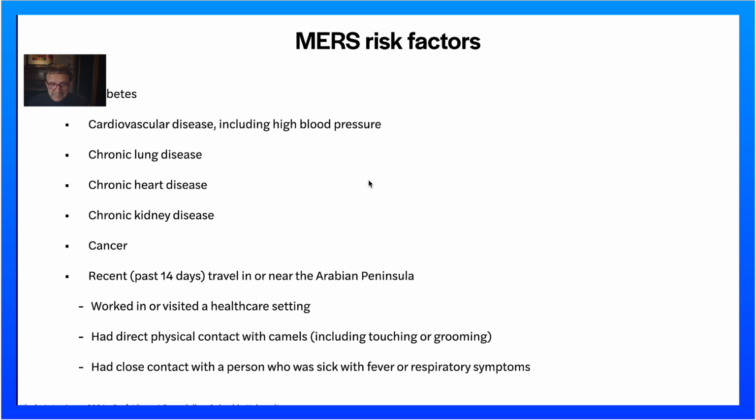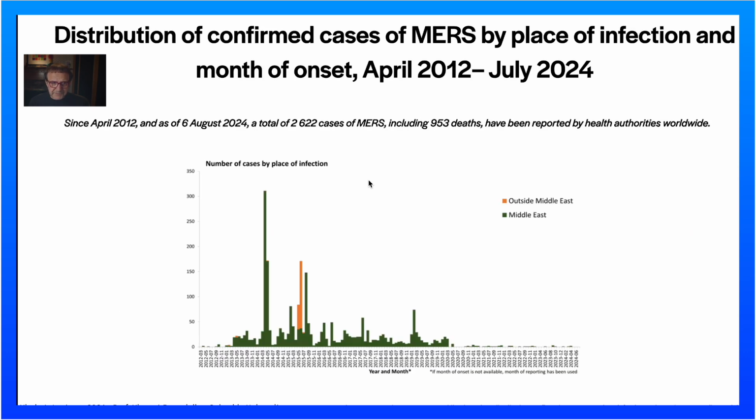There are a variety of risk factors: diseases like diabetes, cardiovascular disease, chronic lung disease, heart disease, kidney disease, or cancer, or recent travel in or near the Arabian Peninsula, or if you work in a healthcare setting in that area, especially if you had direct physical contact with camels, touching or grooming, or had close contact with a person who is sick with fever or respiratory symptoms. So these are all different risk factors for MERS. Basically, the CDC is not telling you not to go to the Arabian Peninsula. This is a very rare disease, but you should be aware of the risk factors.